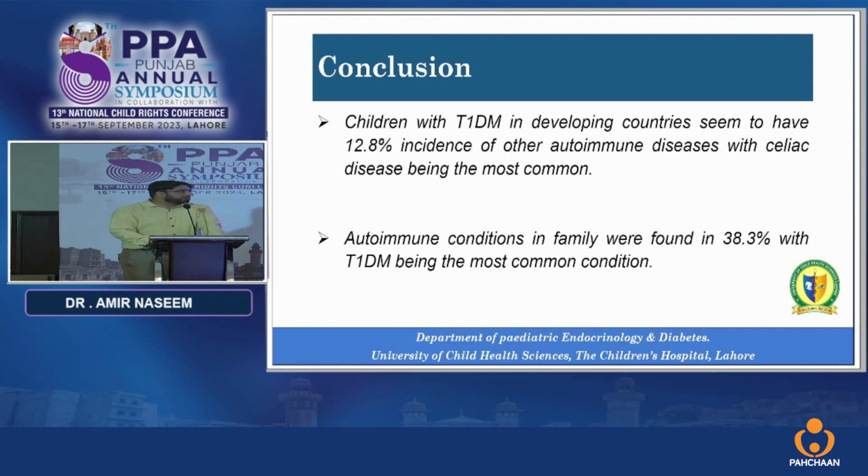And coming to the conclusion, children with type 1 diabetes in developing countries seem to have a 12.8% incidence of other autoimmune disease, with celiac disease being the most common. Autoimmune conditions in the family were found in 38.3%, with type 1 diabetes being the most common.